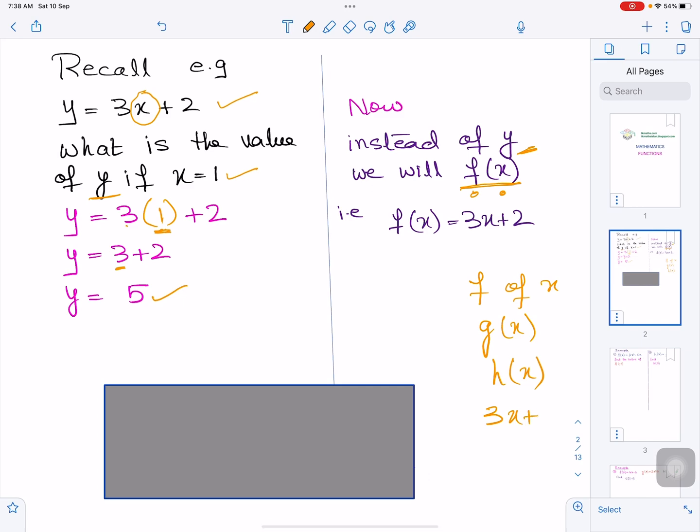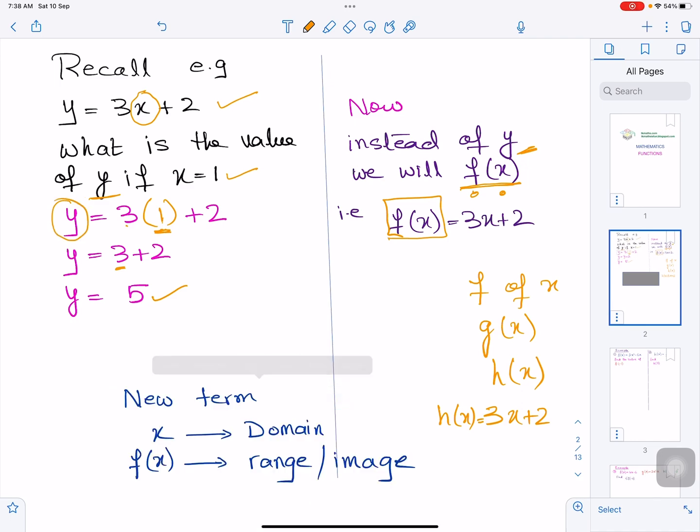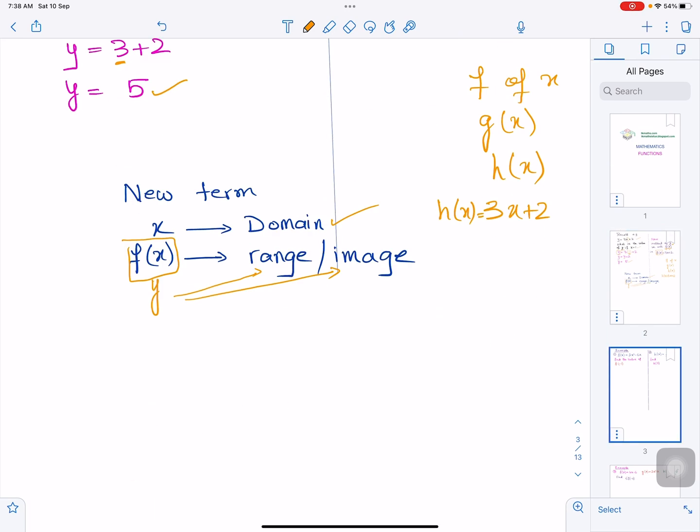For example, it is 3x plus 2. So I can say h of x is equal to 3x plus 2, right? So when you see f of x, don't get confused. It is simply replacing y, okay? And now you need to understand one more term here. Sometimes in the question, instead of x, the word domain will be used. So domain simply means the value of x. And f of x, which gives you the value of y actually, will be called range or image. So you have to remember these terminologies.